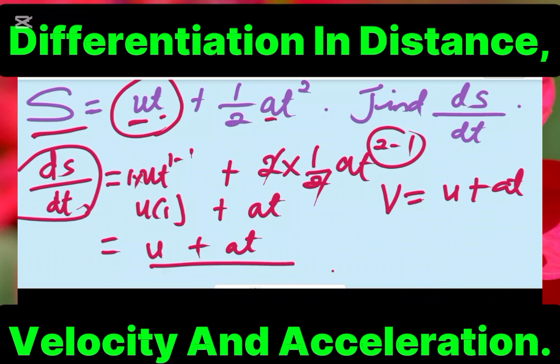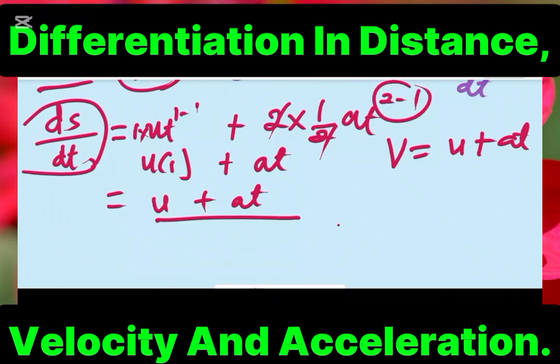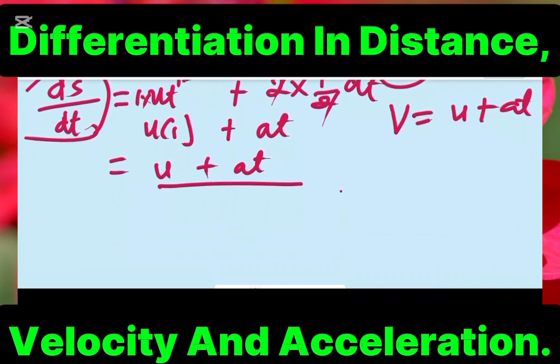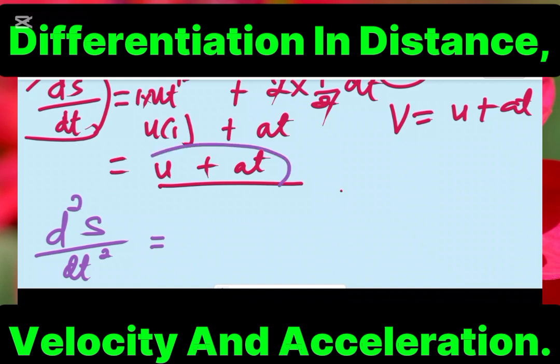So first derivative of distance gives velocity. Good. Now the second derivative. The second derivative of the distance with respect to time gives acceleration. The second derivative is written in this form: d squared s over dt squared. So here we are differentiating this. That is the second derivative. We call it higher order derivative.